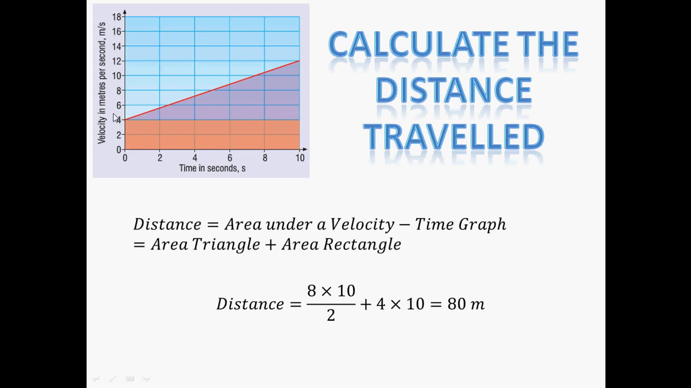So that's going to be the height times the base, so 8 times 10, and then a triangle is the same as a rectangle divided by 2, so I divide by 2, okay? So it's 8 times 10 divided by 2, plus the area of this side, base is 10, the height is 4, so 4 times 10. This would give me 80 meters, okay? Because I have 40 plus 40 meters.